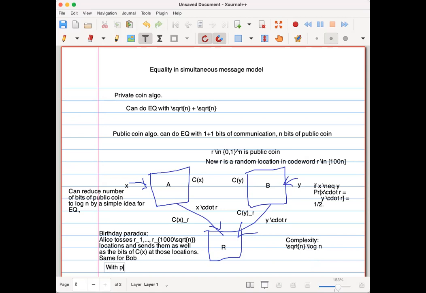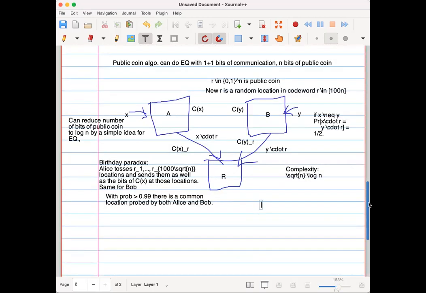So how do we do that? We use the birthday paradox idea. The birthday paradox says that if Alice and Bob individually toss independent coins and sample independently from the set box 100n, and they sample slightly more than square root of 100n samples, then with very high probability there will be a collision, that is, a common element in the samples that both of them produced.